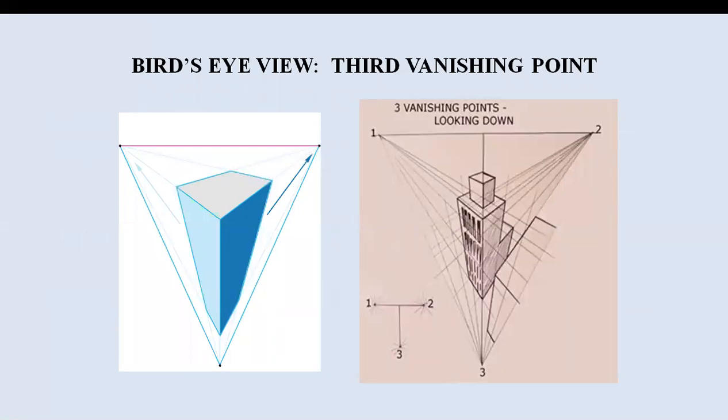Three-point perspective has three vanishing points and three orthogonal lines. In a bird's eye view, the third vanishing point is placed below the horizon line, meaning that the image is being viewed from up.